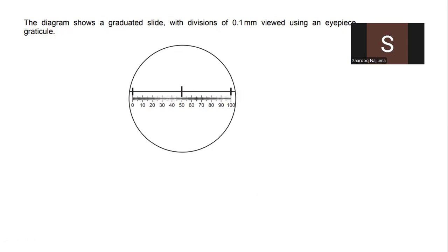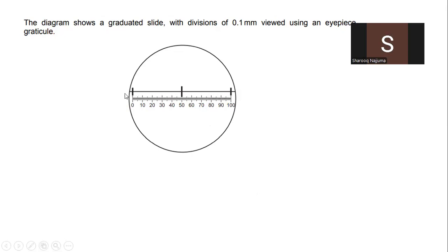Here we are having a diagram showing a graduated slide with divisions of 0.1 millimeters. Now, when I find such a diagram, in this case, we are having two things as someone is observing through a microscope, assuming this is the aerial field of view of the eyepiece.